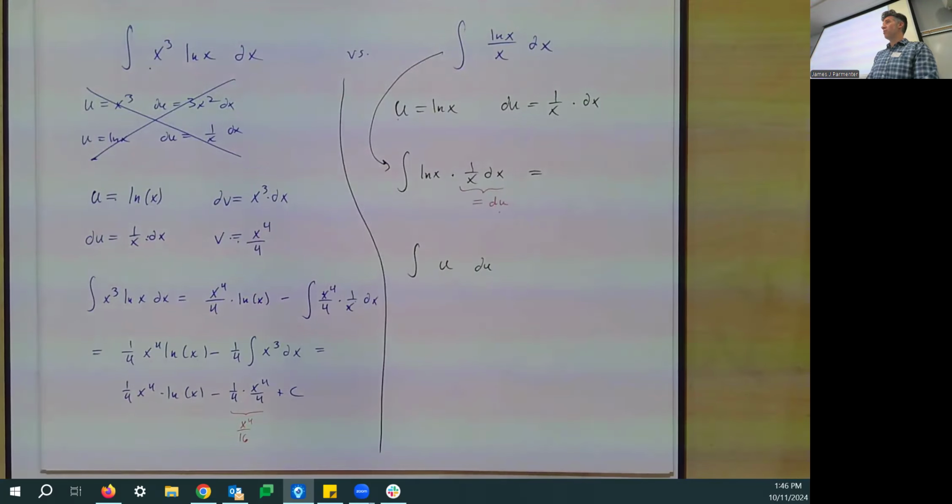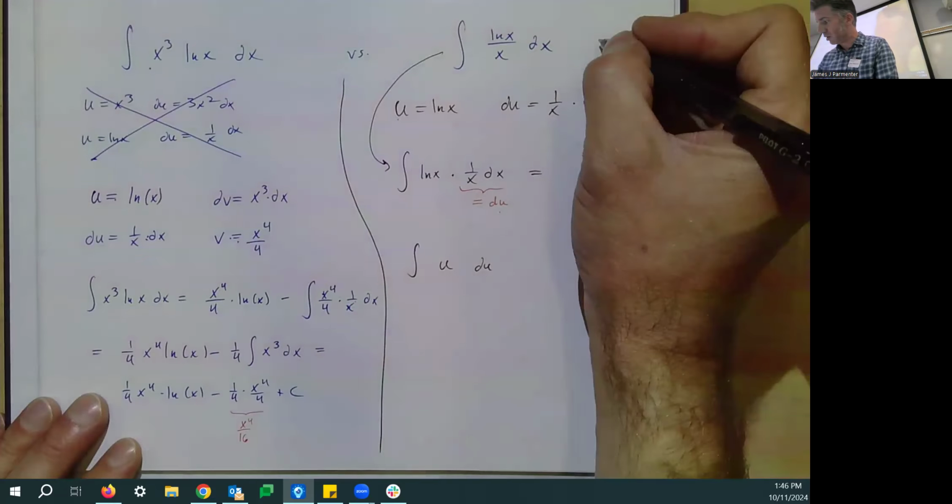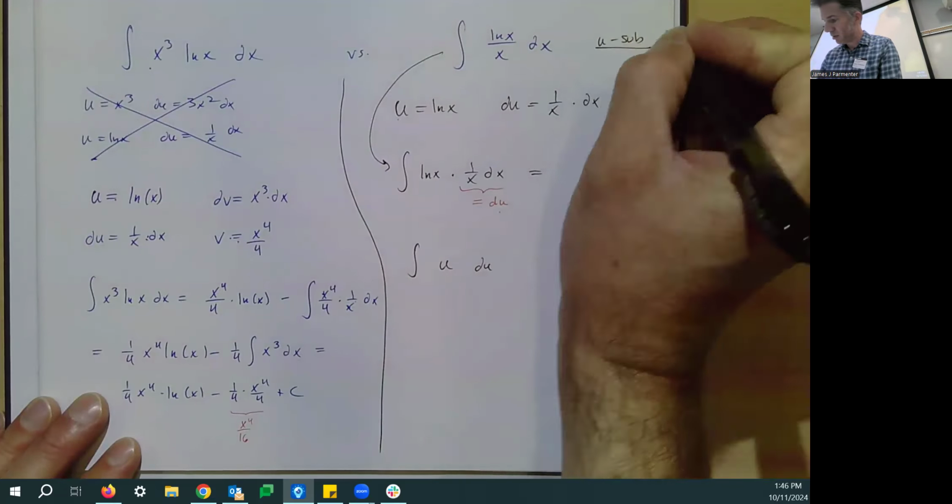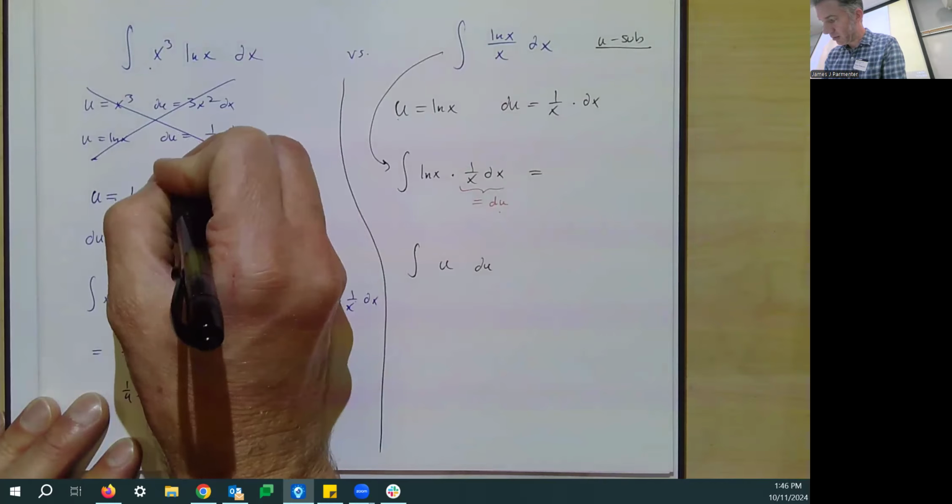We always have to make sure that everything with an x in it becomes something with a u in it if we're trying to do a u substitution. I should label things here.